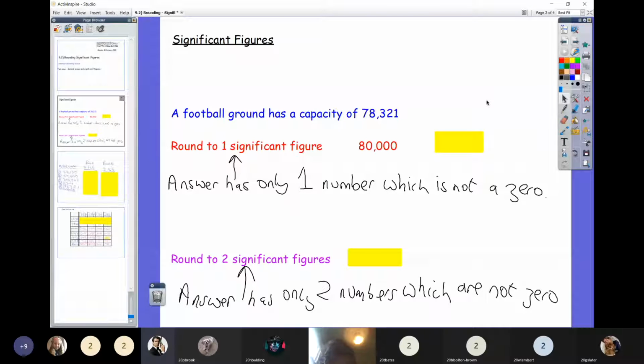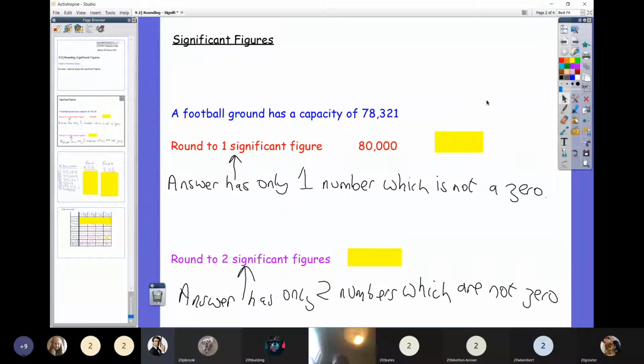If you went and played a game of football before lockdown, there might have been 100 people watching, there might have been 20 watching. You're just always rounding to significant figures in day-to-day life, okay? So, one significant figure, the answer has only one number which is not 0.